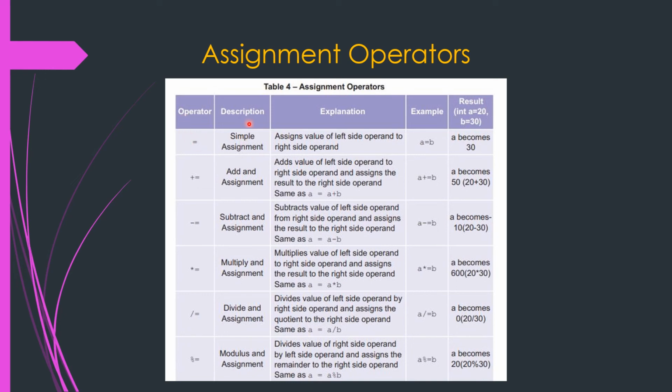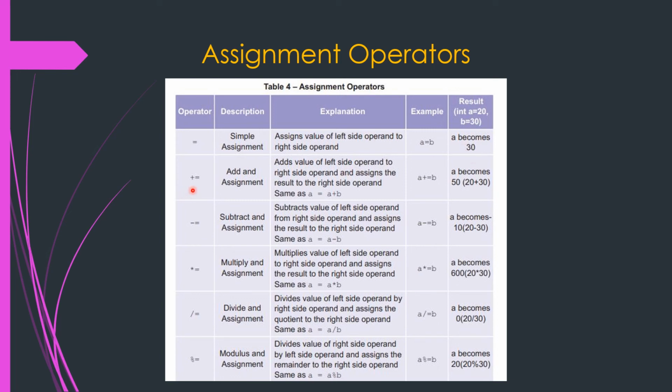Sometimes the difference between double equal to and single equal to is asked. So you must know that this symbol is used for simple assignment, and double equal to is used for equal to. You should know what kind of operators these are and what their names are. So what is the use of the simple assignment operator? It assigns the value of the right side operand to the left side operand. If we have written a = b, then a will become equal to 30.